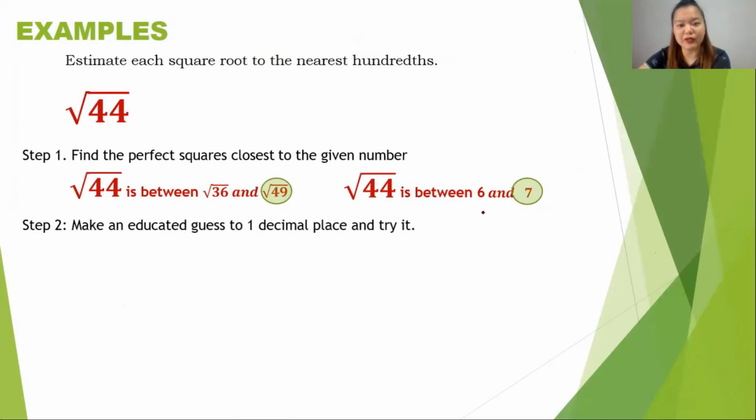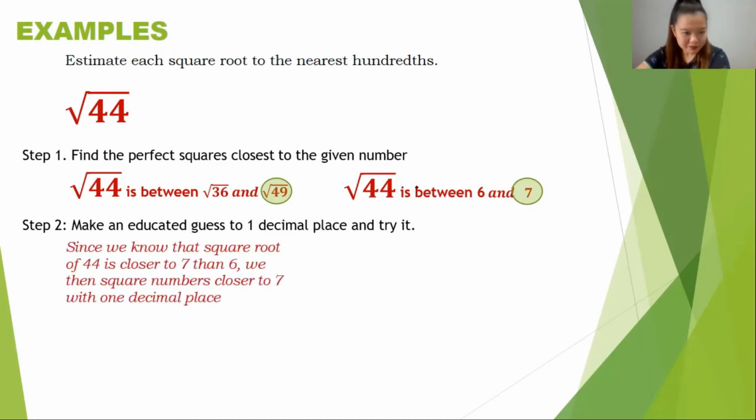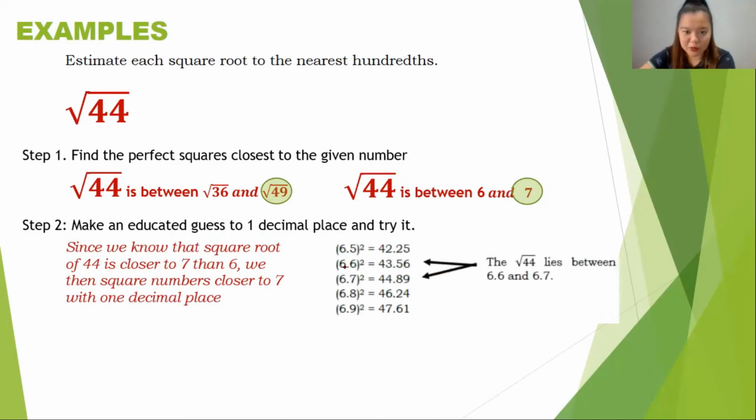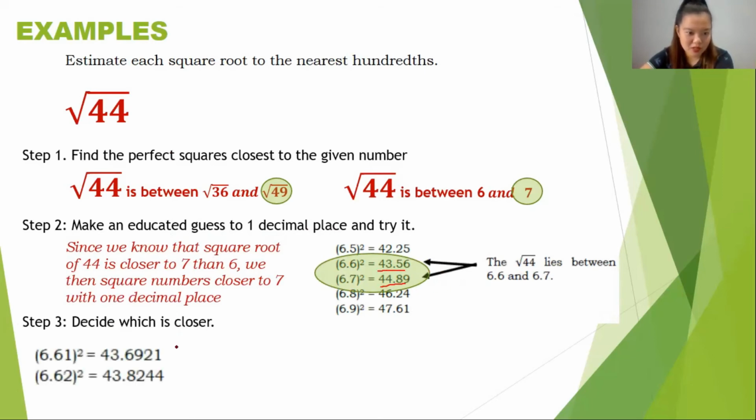So, try to find the numbers between 6 and 7. You have 6.1, 6.2, 6.3, 6.5, 6.92, 7. Make an educated guess to a decimal place and try it. Okay, so these are the two numbers that are closer to the square root of 44. Ito yung mga malapit sa 44. Now, ano ba dito sa dalawang ito ang mas malapit sa 44? Okay, so decide which is closer.